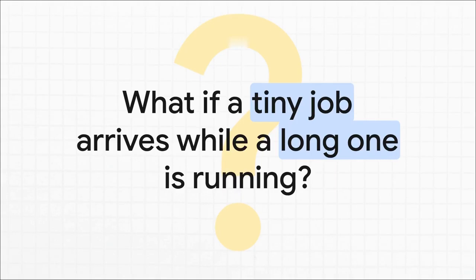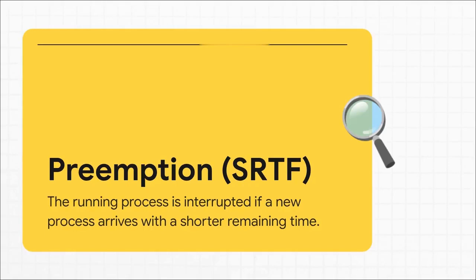It kind of defeats the whole purpose. The solution to this problem has a name. It's called preemption, and it's exactly what it sounds like. It's the ability for the operating system to interrupt, or preempt, a currently running process, to say, hey, hold on a second, something more important just came up.